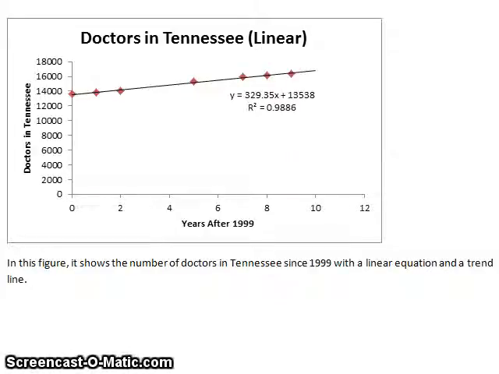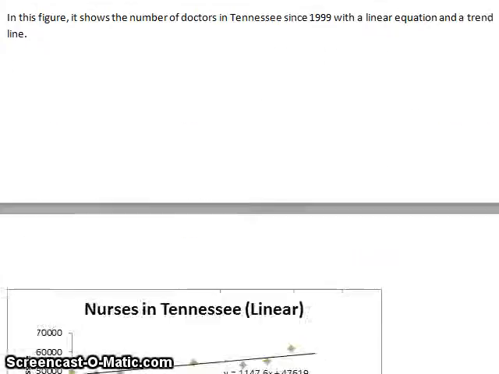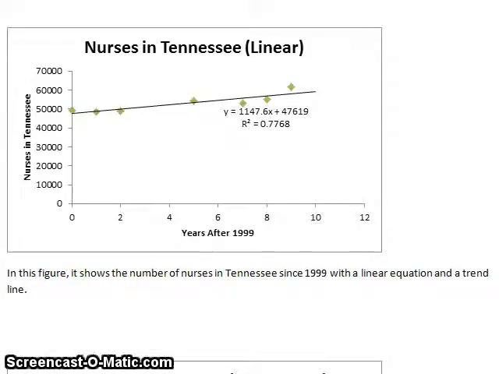So that's just the years after 99 up until 12 years. Got the number of doctors in Tennessee with this linear equation. And then here we have the nurses in Tennessee, same exact thing as the one above. The doctors also has a linear equation.